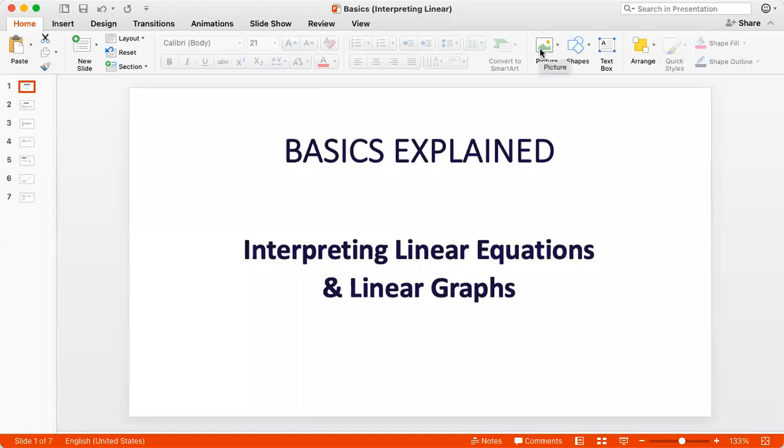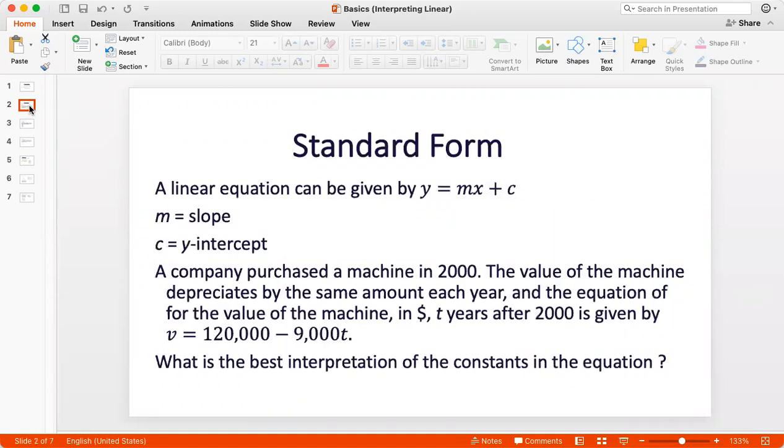One of the common questions from Heart of Algebra on SAT Math is interpreting linear equations and linear graphs. That is the subject of today's video. So let's begin. What do we mean by interpreting a linear equation?